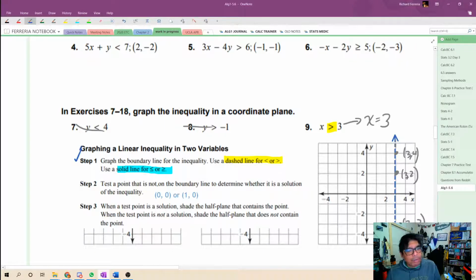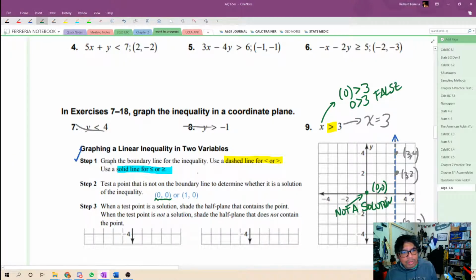Next, we're going to test a point that's not on the boundary. And I'm always, unless I can't, going to choose 0, 0. Unless 0, 0 is on the boundary, I'm always going to choose 0, 0. So I'll write the coordinate 0, 0, and substitute that into the inequality to see whether I get something true or false. What I get is 0 is greater than 3, which is, of course, false.